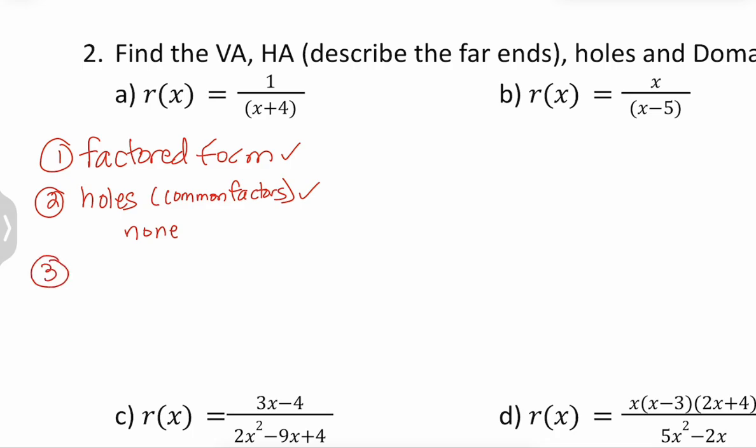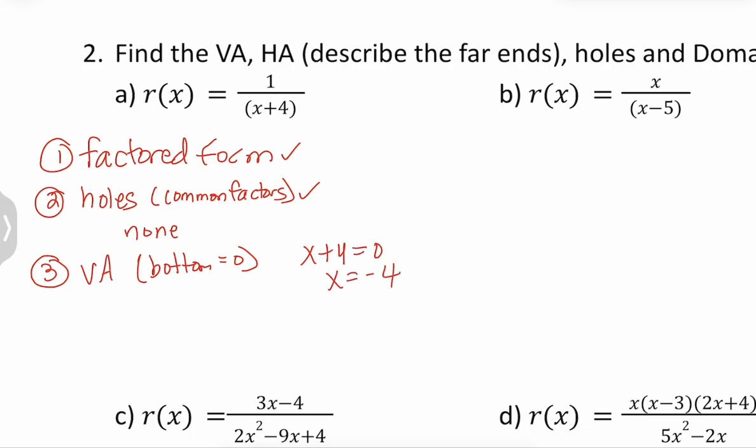Third thing you're going to find is the vertical asymptote. Once it is in factored form and you have taken out the holes, the remaining factors are going to give you the vertical asymptote. It's an easy thing to find. It is where the remaining factors of the bottom, so the reduced bottom, is equal to 0. So that's easy to find. x plus 4 equals 0. At -4, we have a vertical asymptote.